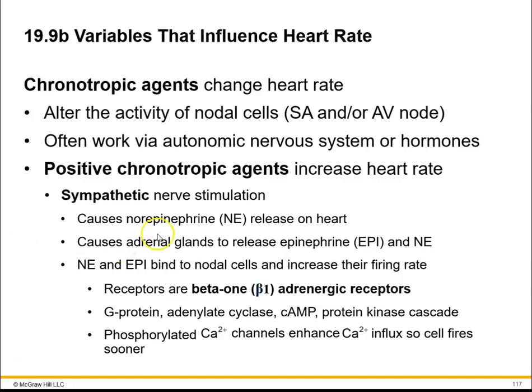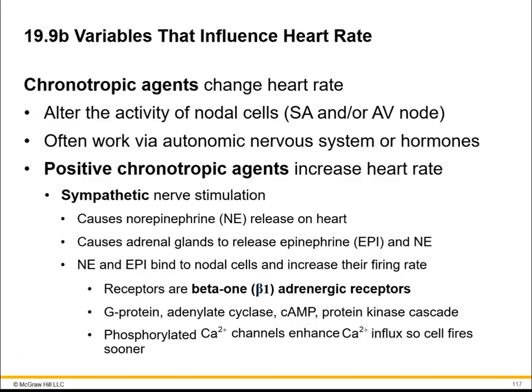So for positive chronotropic agents, we have, first and foremost, the sympathetic system, okay? The sympathetic nerve stimulation. What this is going to do is it's going to cause norepinephrine to be released onto the heart, and it's also going to cause the adrenal glands to release epinephrine and norepinephrine as well, which circulate and make their way to the heart. There, norepinephrine and epinephrine bind to nodal cells and increase their firing rate. And they do this by binding to beta-1 adrenergic receptors on those cells.